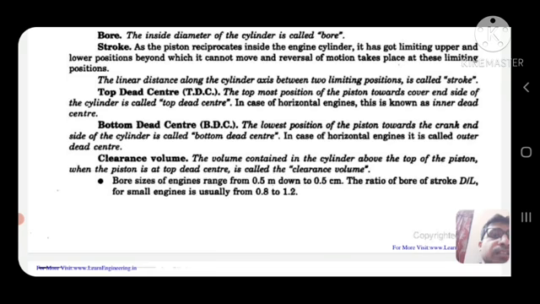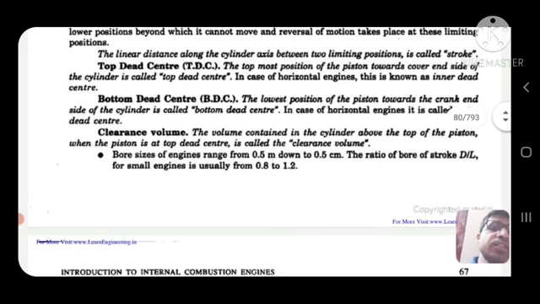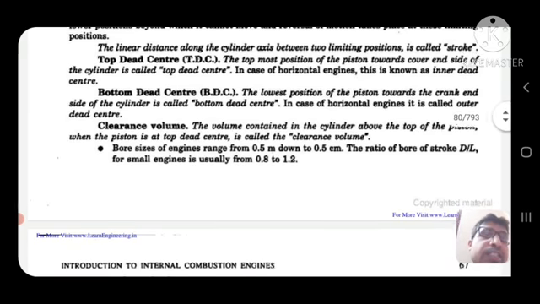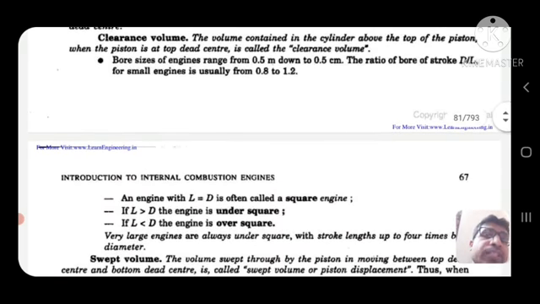Top dead center: the topmost position of the piston towards the cover end side of the cylinder is called top dead center. Bottom dead center: the lowest position of the piston towards the crank side of the cylinder is called bottom dead center. In case of a horizontal engine, it is called outer dead center. Clearance volume: the volume contained in the cylinder above the top of the piston when the piston is at top dead center is called clearance volume.